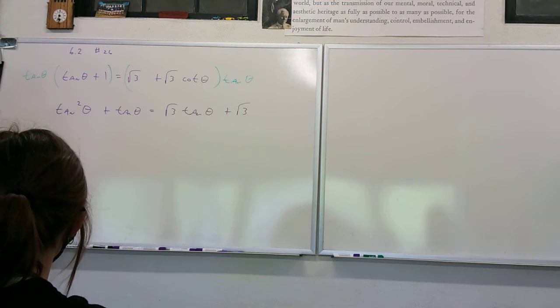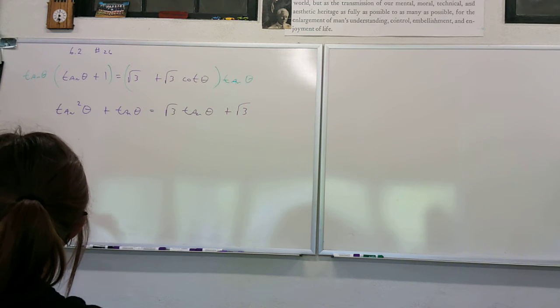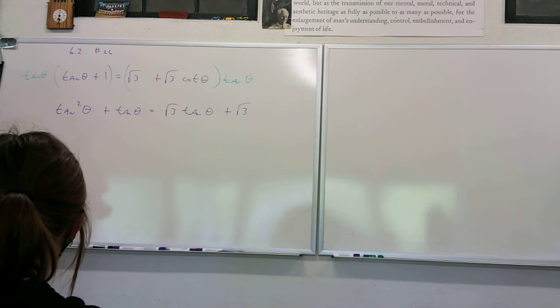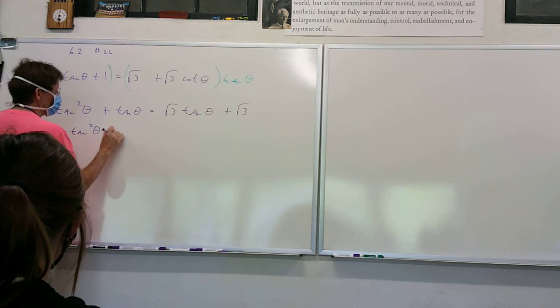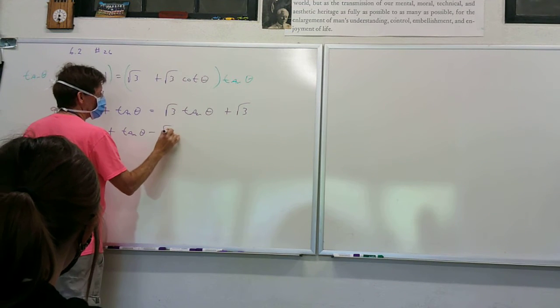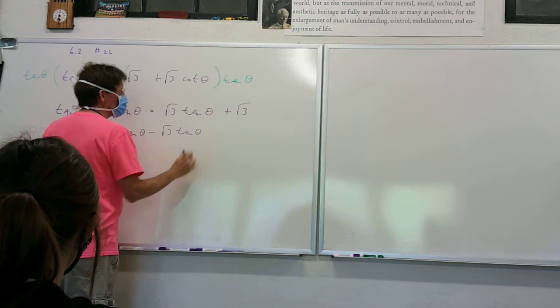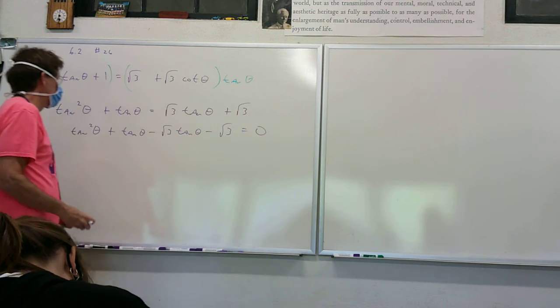If I had an x squared, does everybody agree I got to make it equal to 0 and factor? So that's what I'm going to do here. I'm going to make it equal 0 and factor. So I'm going to write tangent squared theta plus tangent theta minus square root of 3 tangent theta minus square root of 3 equals 0.